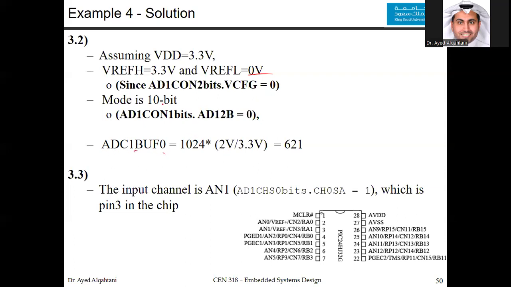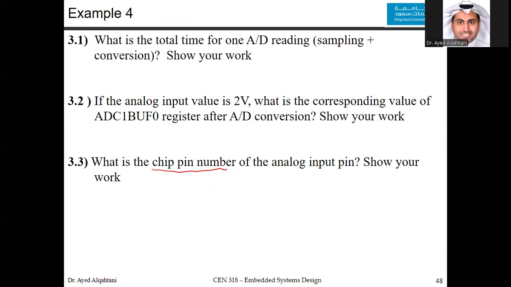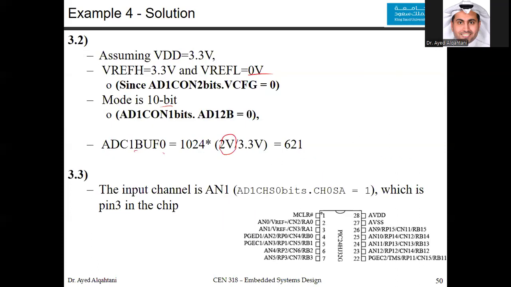From that, I can say that the buffer value or the digital code is actually 2 to the power of 10, which is 1024, multiplied by the ratio of the voltage. The input that we were asked about is 2 volts. That was in the question. That's the input, 2 volts. And the reference voltage, we know that is 3.3, since this is PIC24. And from that, we know that the buffer value, after you calculate this, is 621.